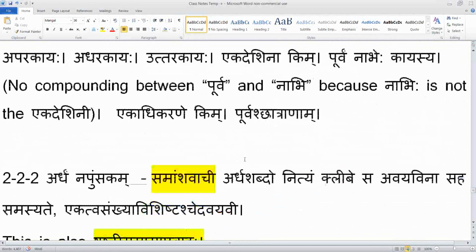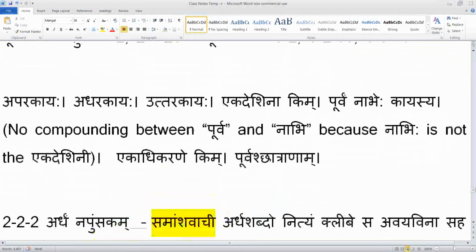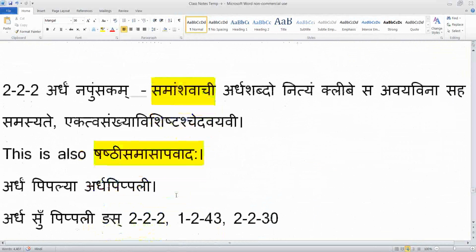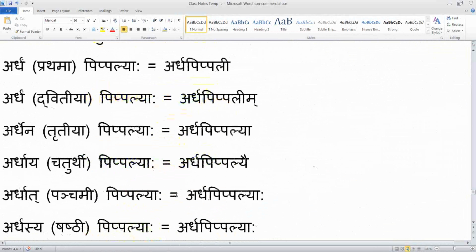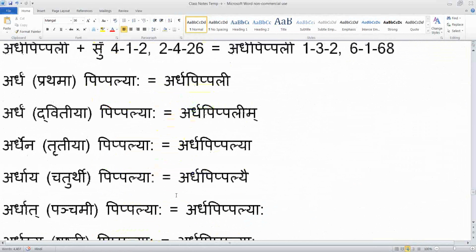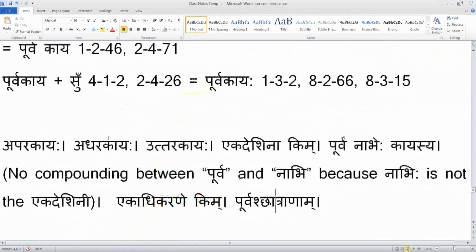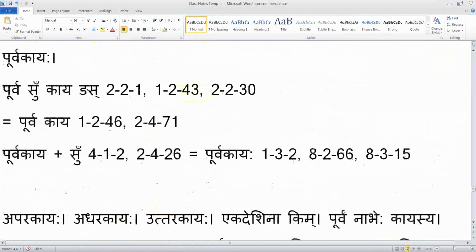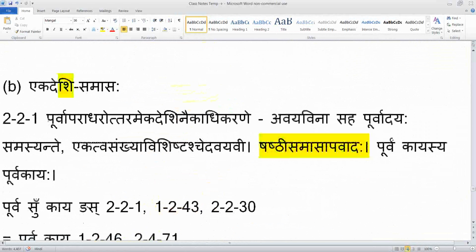Now that was 2-2-1. There's going to be one more little vyakhyanam on this, which we will come back to later. Let's do this much for the time being. So this is what we got, that only these four can compound for the time being.